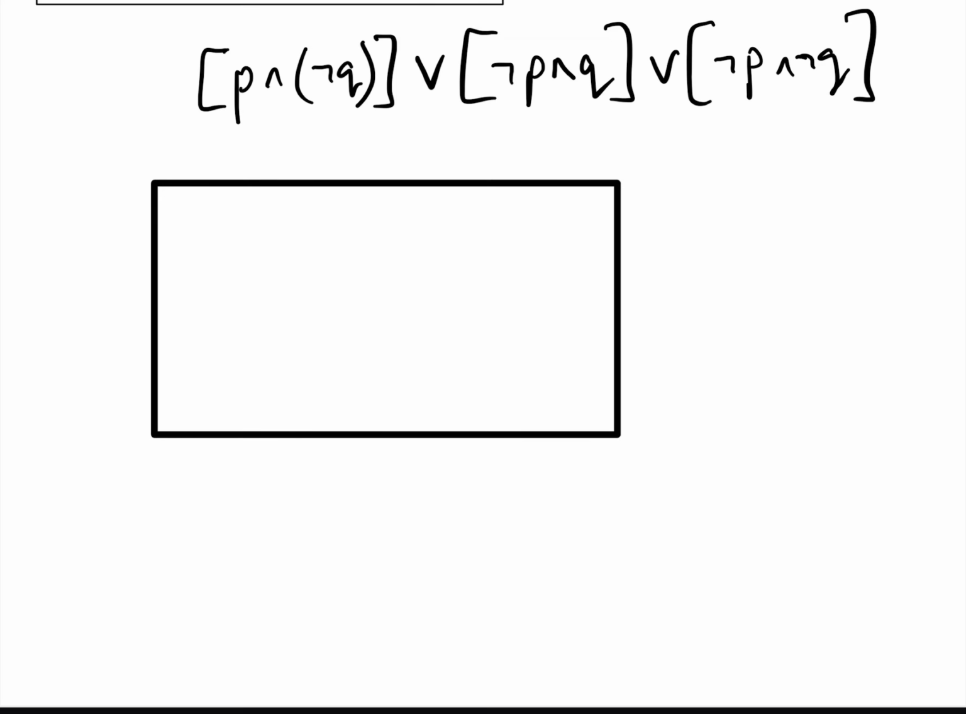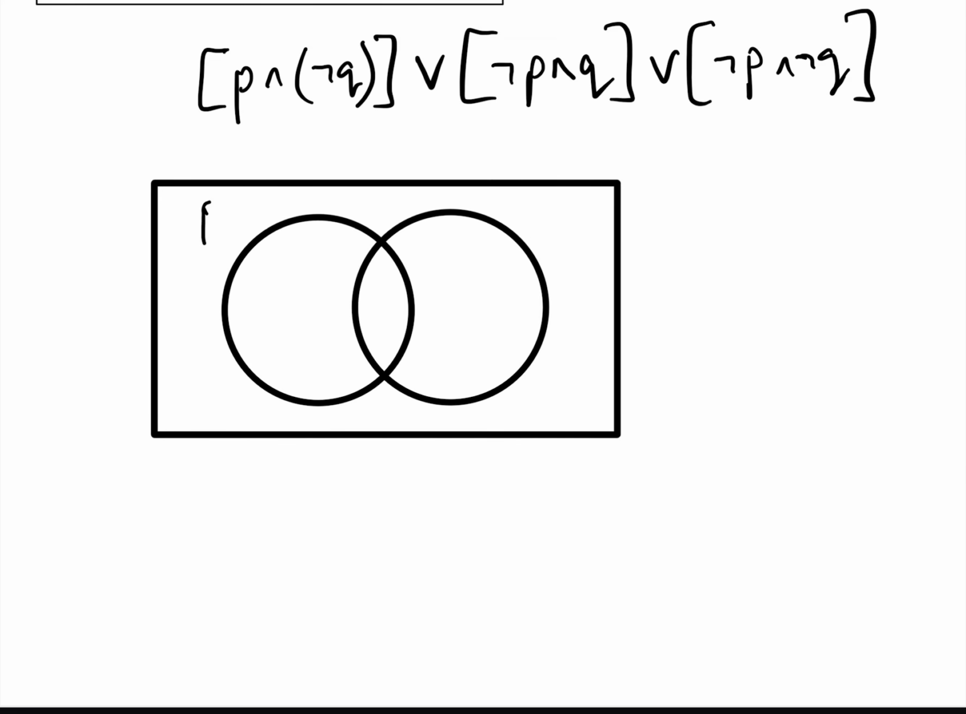We will draw our set, and then let's draw a circle, and let's draw another circle, and this one here will be P, that circle, and that one there will be Q. Let's have a look at these three and draw them very quickly on this diagram. Okay, P and not Q. Well, basically that means it's in P, but it's not in Q, which is all of that lot.